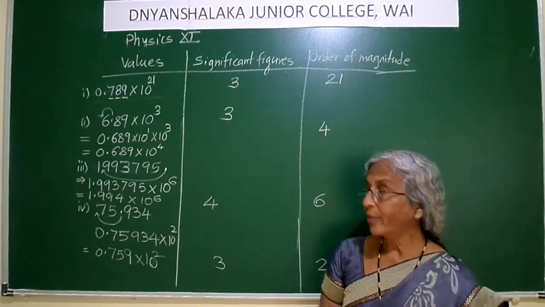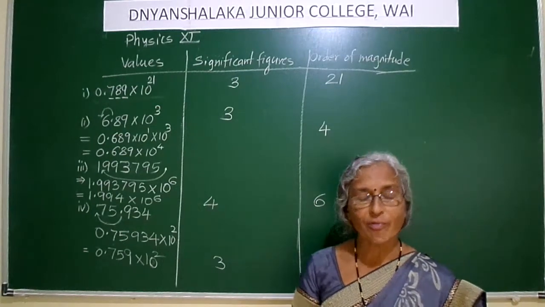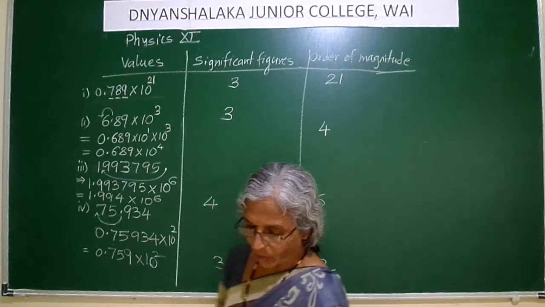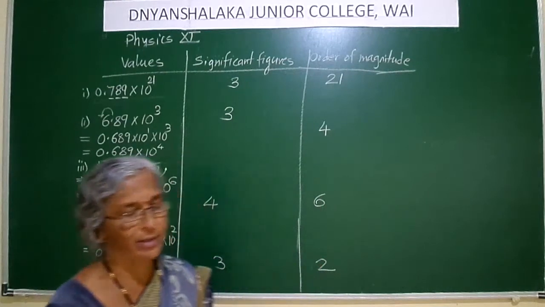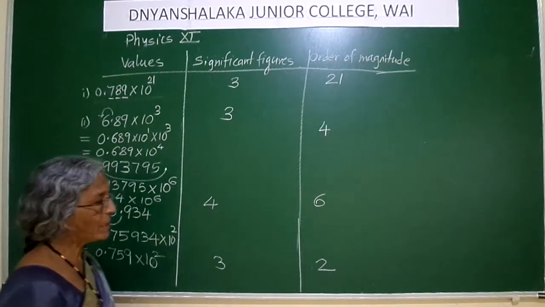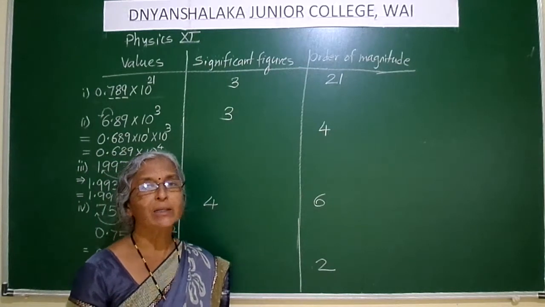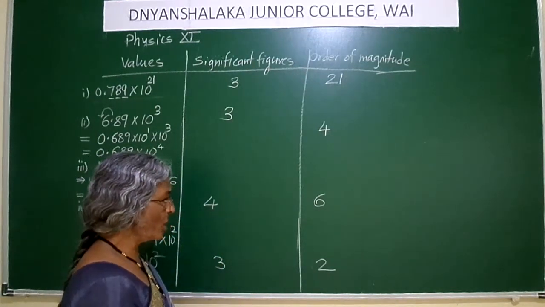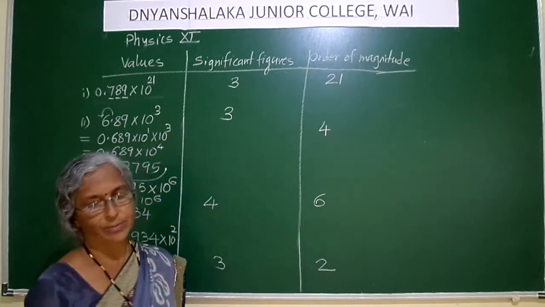So that is about the significant figures and the order of magnitude. Revise this part. Numericals on this part will be asked in your papers, definitely. So that completes the discussion in our first chapter, units and measurements. Just go through this and we'll begin with the next important point.